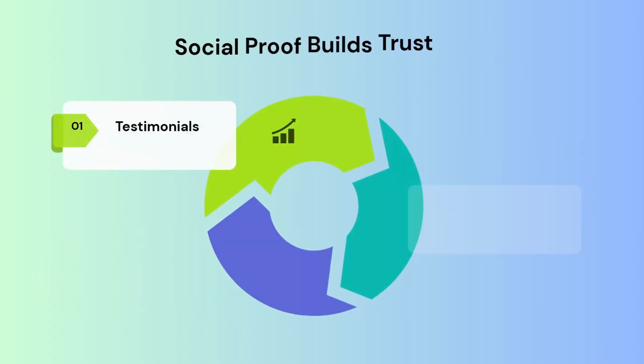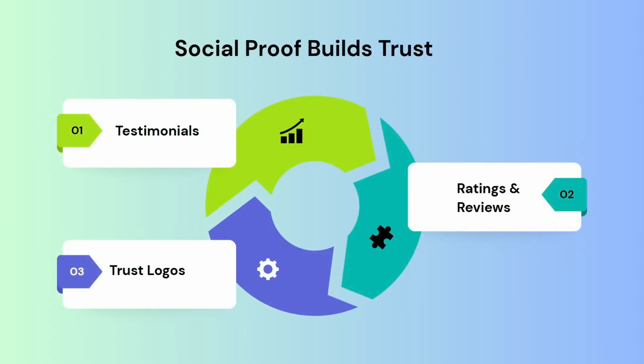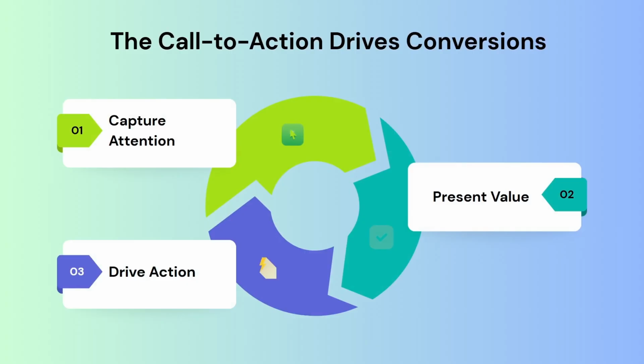Another important element is social proof. This can include customer reviews, testimonials, ratings, case studies, or client logos. Social proof helps build trust because visitors can see that other people have already benefited from the offer. Next comes the call to action. This is usually a button that encourages visitors to take the next step. It might say start free trial, download now, book a demo, get started, or buy now. The call to action is the most important element because it is where conversions happen.